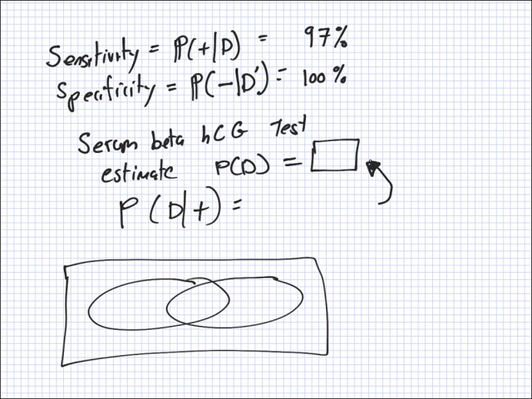So what numbers did people pick? 3%. 3%? 15%? 30%? Good, okay. What do we think?